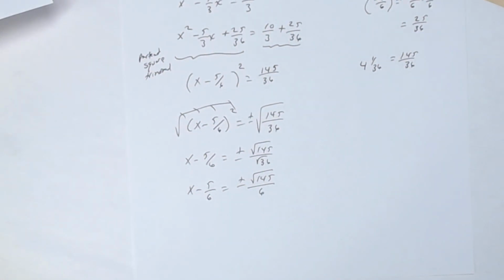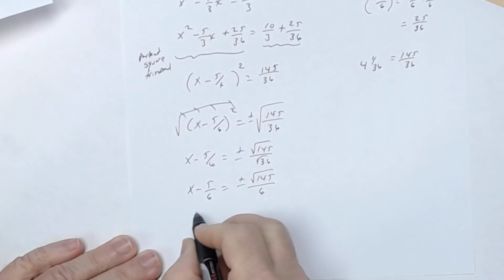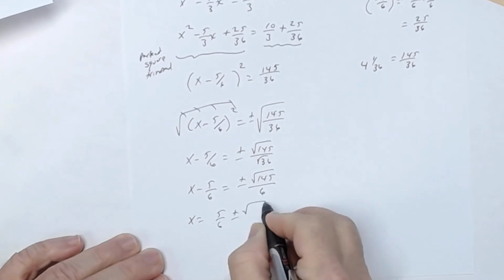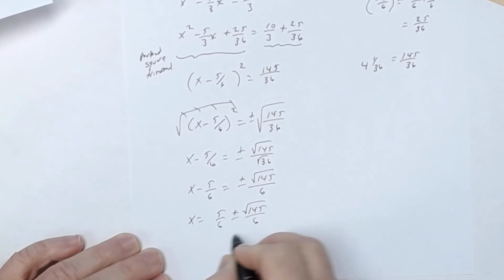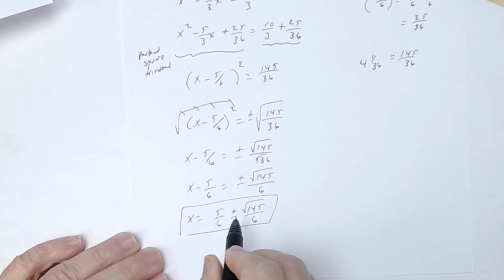So that means we're almost done. So you just got to get x by itself. So you're going to add 5/6 to both sides. So this becomes x equals 5/6 plus or minus the square root of 145 divided by 6. That's one way to write the answer. Remember, there are two solutions though, right? A positive and a negative.